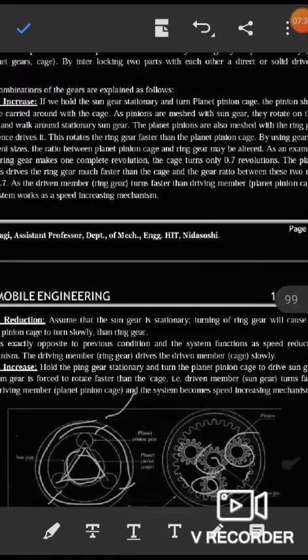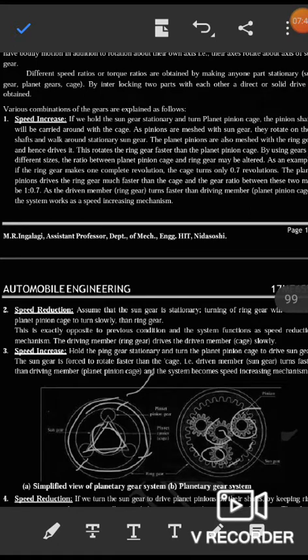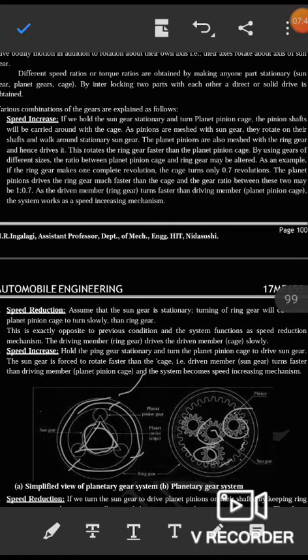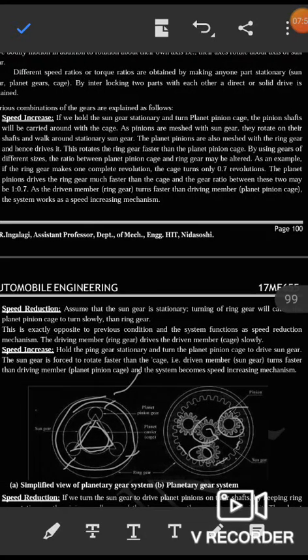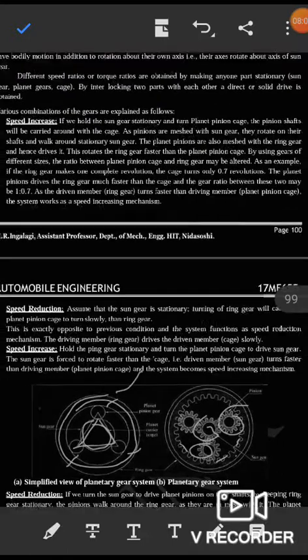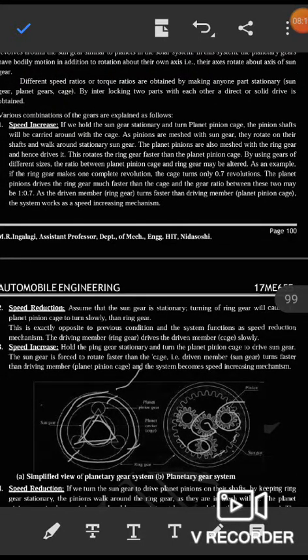The speed increases. If speed increases, what type of gear combinations are required? Here, if we hold a sun gear stationary and turn the planet pinion cage, the pinion shaft will be carried around with the cage. As the pinions are meshed with the sun gear, they rotate on their shafts and walk around the stationary sun gear. The planet pinions are also meshed with the ring gear and hence drive it.